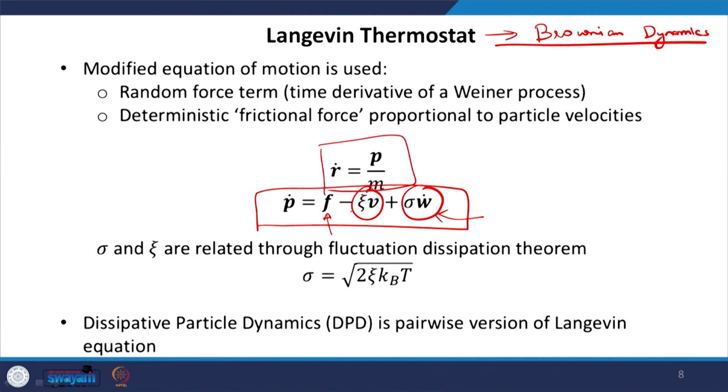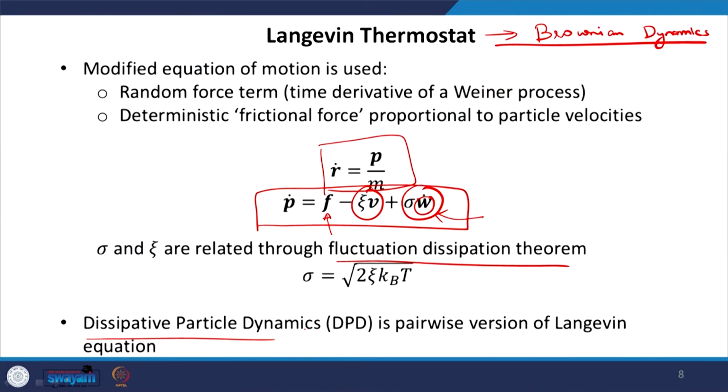It turns out that we can relate sigma with zeta using a theorem called the fluctuation dissipation theorem. W here is found using what is called a Wiener process in random number theory, and using this particular idea we can also establish that the temperature will remain controlled at the temperature we want. So, we want to simulate the effect of temperature or the effect of the bath by addition of these two terms in our equation of motion.